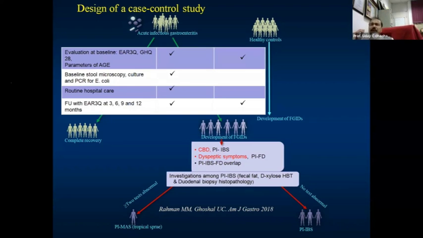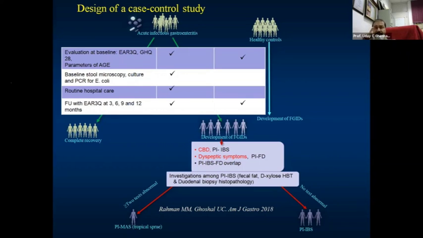We also asked about parameters of acute gastroenteritis. What are parameters of gastroenteritis? How long have they been having gastroenteritis? How many stools are they passing? Whether there is blood in the stool, whether there is fever, all those are parameters of acute gastroenteritis. We did a baseline stool microscopy. We did stool culture, and we also did polymerase chain reaction for E. coli, knowing that stool culture may not always yield what organism caused the acute infective gastroenteritis.